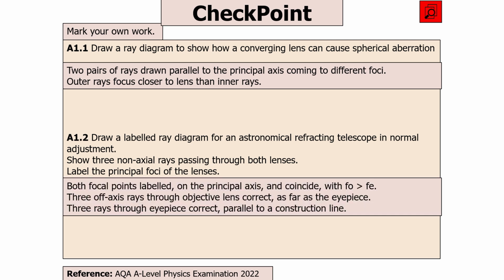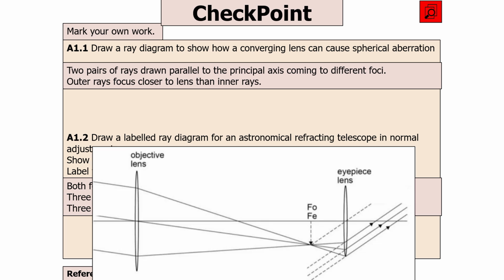The next question, you'd have both focal points labelled on the principal axis. FO is greater than FE. There'll be 3 off-axis rays through the objective lens correct as far as the eyepiece, and then 3 rays through the eyepiece correct, all parallel to the construction line as shown in the following diagram.